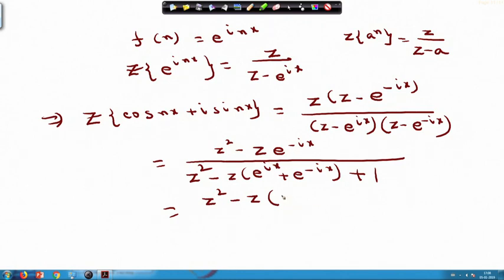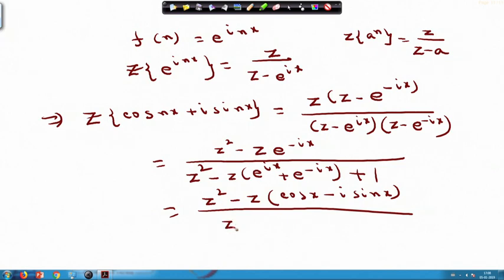I can represent it in the form of cosine and sine. So I can write down cos x minus i sin x divided by z square minus z into e power i x plus e power minus i x. This is nothing but twice cos x, so I can write down twice z cos x plus 1. Now you see, Z transform of cos n x plus i sin n x is equal to z square minus z into cos x minus i sin x divided by z square minus twice z cos x plus 1.